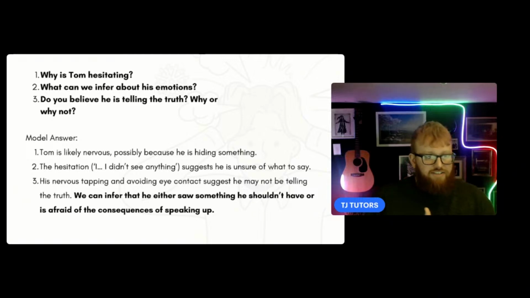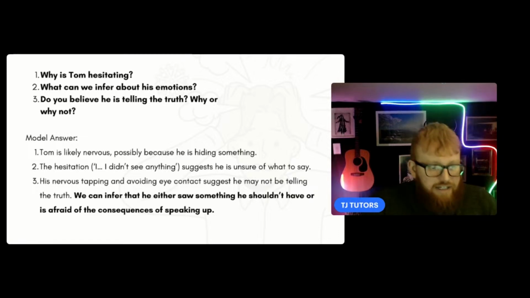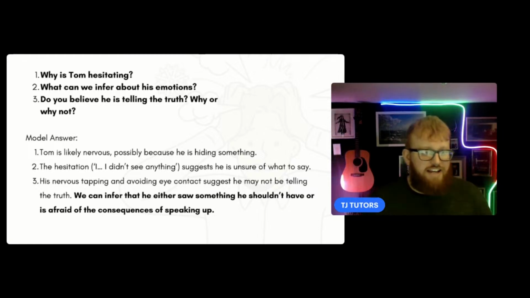Okay, right. So let's have a little look at some of the reasoning behind why these things are happening. He's obviously nervous. He's possibly hiding something. The hesitation in his voice, and then an ellipsis, "I... I didn't see anything." This suggests he's unsure of what to say. His nervous tapping and avoiding eye contact suggest that he might not be telling the truth.